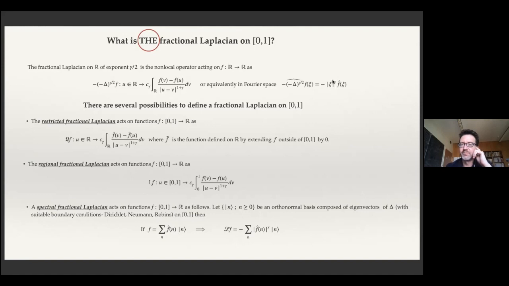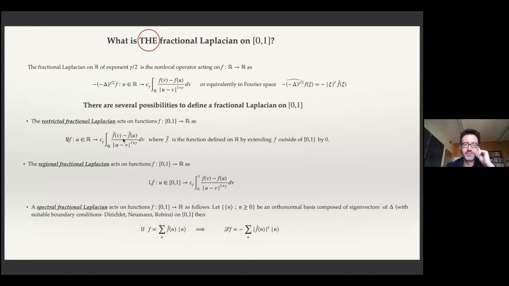So here is psi power gamma. This is a definition. So we have two different visions. It is local in the Fourier space and non-local in the physical space. And now if you want to define some fractional Laplacian in a bounded domain, then you have to restrict this formula. How to restrict it?